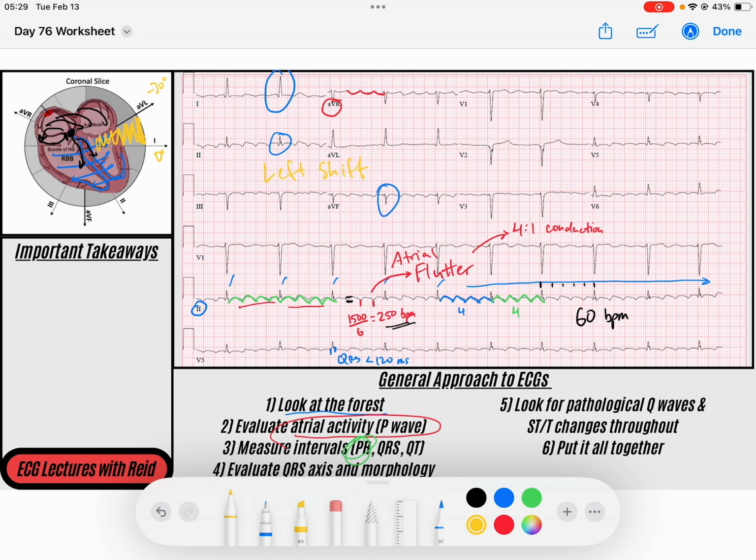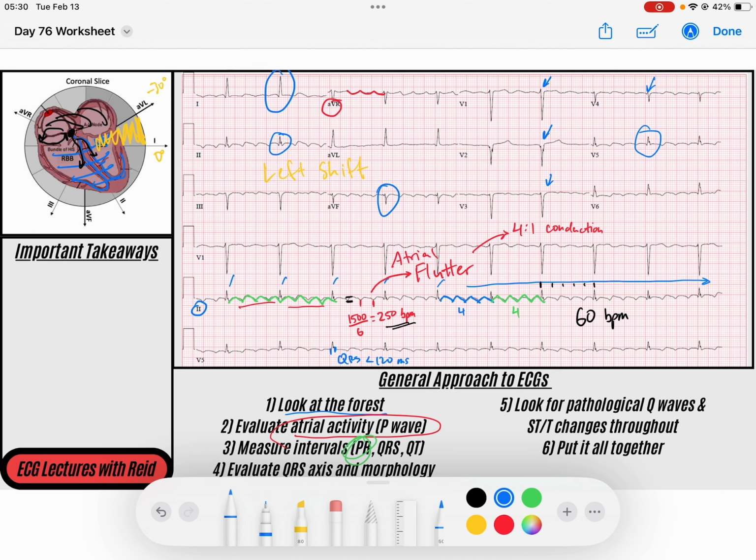And we'll look at maybe why do we have a left shift? We don't have any blocks. We don't have any hypertrophy. What I notice is, this is a little bit jumping ahead, but we do have poor R wave progression through the precordium. If you notice, my R wave isn't really growing very much through the precordium until I get to V5. It's finally upright. That's not very typical.